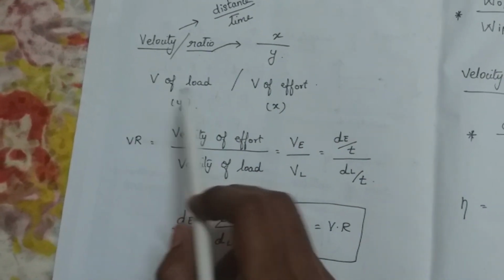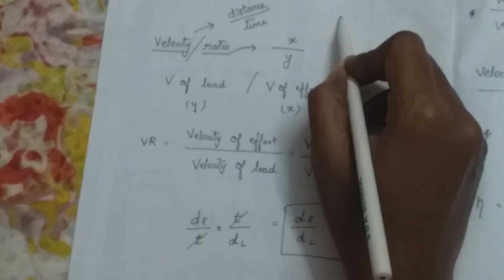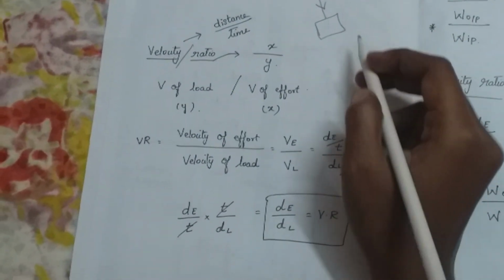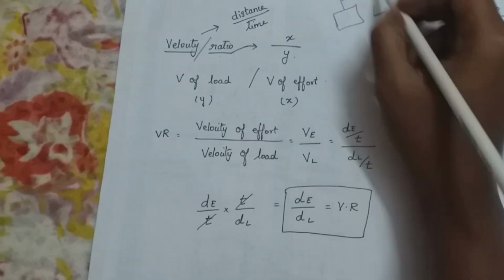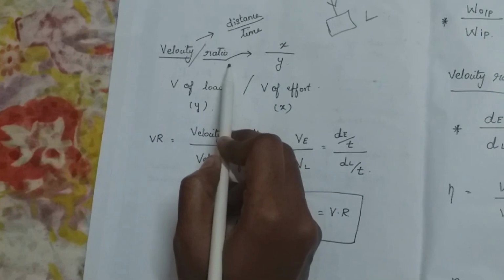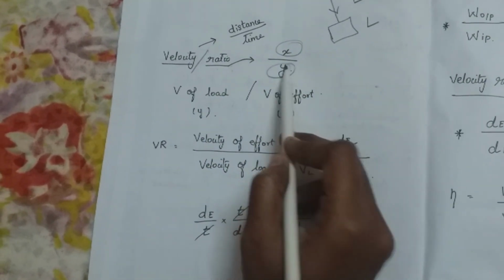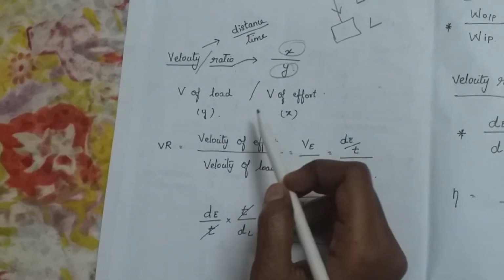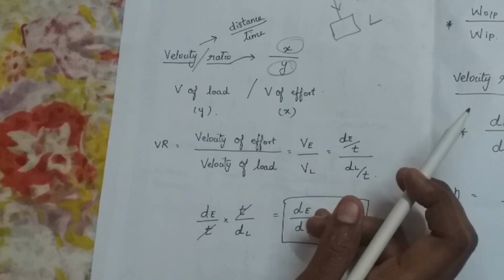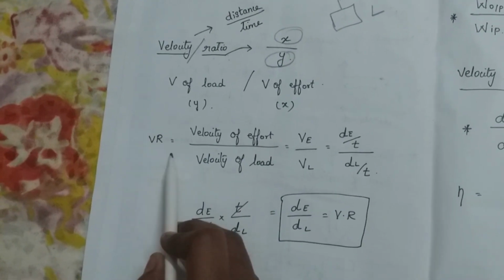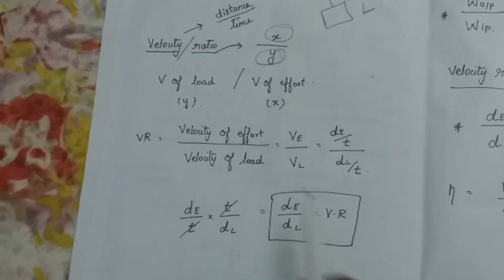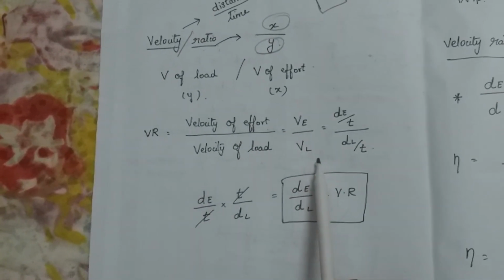Now, here you have a load and you are applying some effort on it. So we have two different quantities. Ratio should always have two quantities. So what are the velocities that are involved here? Velocity of load and the velocity of effort. As I told you earlier, velocity ratio is equal to velocity of effort by velocity of load. So I can write it as VE by VL.